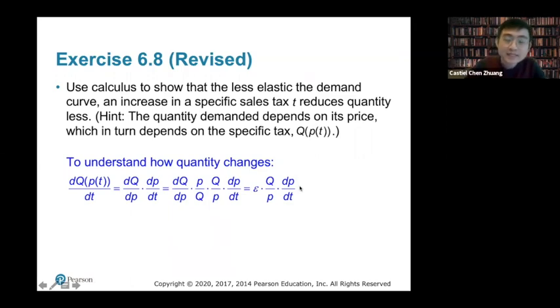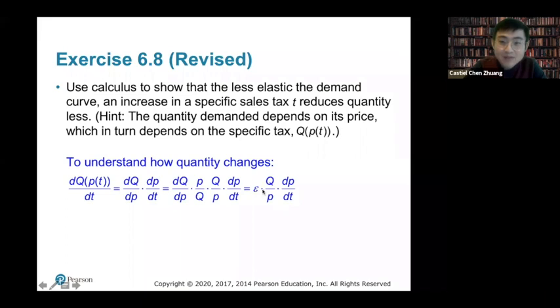So now let's relate this expression with the statement. The less elastic the demand curve means that the absolute value of epsilon is smaller. Okay, but epsilon should be negative according to the law of demand. But we really just care about the absolute value. Because epsilon is negative, dq over dt is negative. So it's a decrease. The quantity will be reduced by the tax.